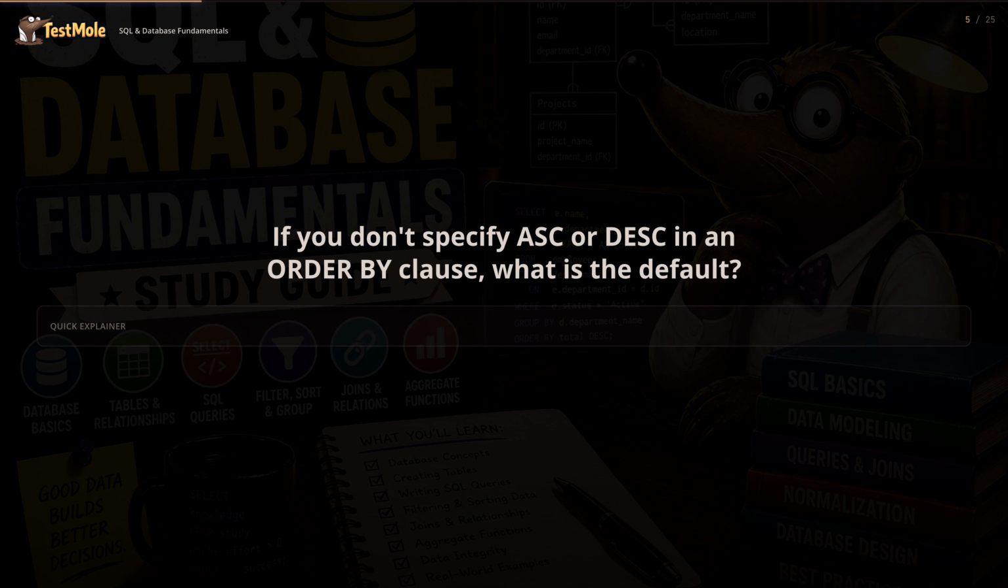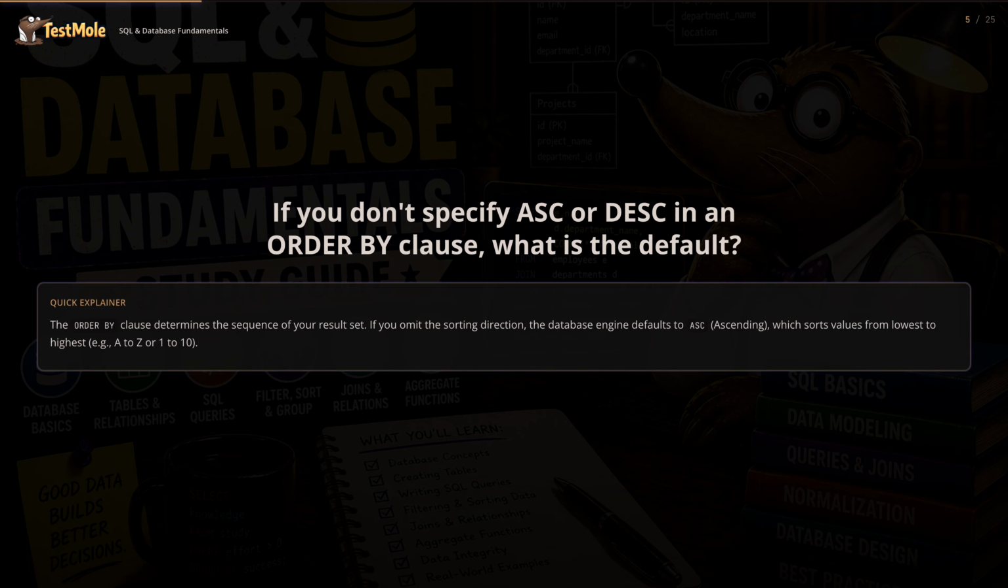If you don't specify ASC or DESC in an order by clause, what is the default? The order by clause determines the sequence of your result set. If you omit the sorting direction, the database engine defaults to ASC, ascending, which sorts values from lowest to highest, e.g., A to Z or 1 to 10.